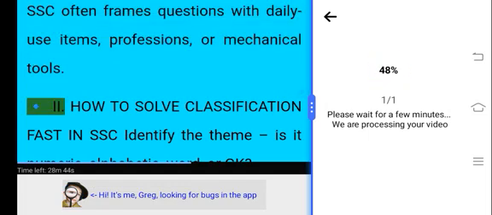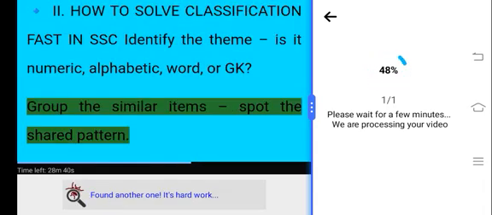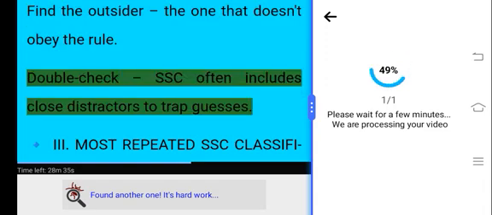2. How to solve classification fast in SSC. Identify the theme. Is it numeric, alphabetic, word, or GK? Group the similar items. Spot the shared pattern. Find the outsider, the one that doesn't obey the rule. Double check. SSC often includes close distractors to trap guesses.